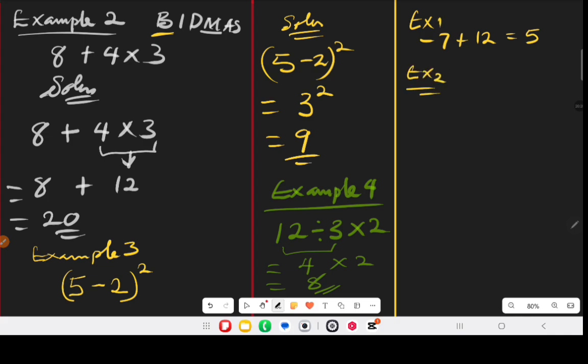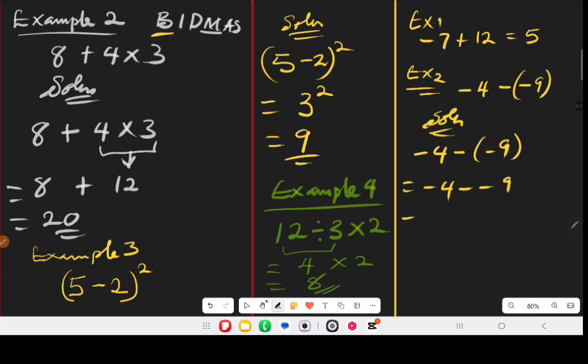This is example 2. Then if we have minus 4 minus bracket minus 9, will give us, solution. We have minus 4 minus bracket minus 9 is the same thing as minus 4. We open the bracket, gives us minus 9. And minus times minus gives us plus. Minus gives us plus 9. And the final answer is minus 4 plus 9 gives us 5.